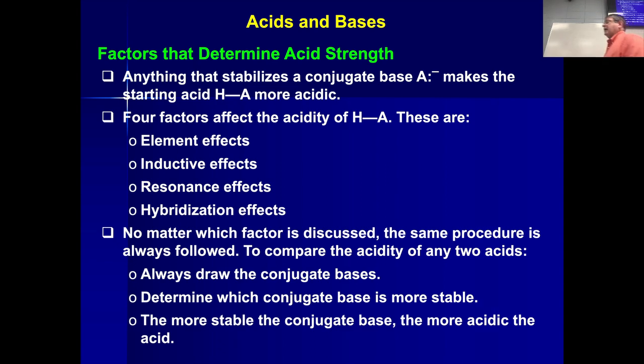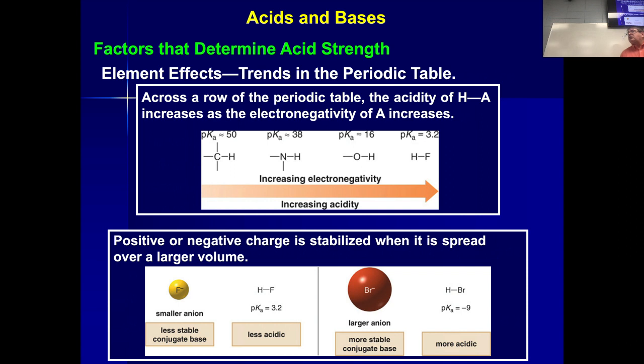So you're always going to look at the conjugate base, and you're going to ask yourself, what's going on with it? What makes it stable or unstable? Okay? And so the more stable the conjugate base, the more acidic the acid. Okay? So let's look at these effects. The first effect that we need to talk about is called the element effect. This is when we're looking at things in the periodic table. So if we remember the periodic table, right, there's carbon, nitrogen, oxygen, and halogens, or fluorine.